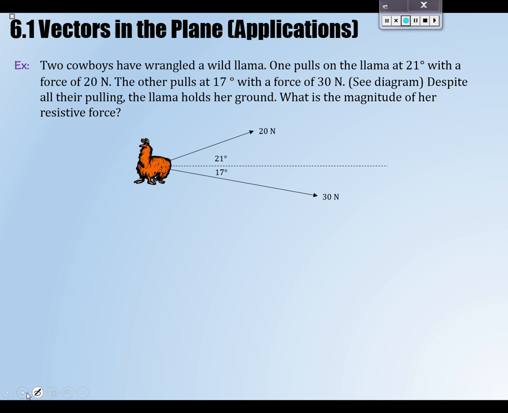All right, can we read the next example? Maybe Justin, are you willing to read about llamas? Listen, please, guys. Two cowboys have wrangled a wild llama. One pulls on the llama at 21 degrees with a force of 20 newtons. The other pulls at 17 degrees with a force of 30 newtons. See diagram. Despite all their pulling, the llama holds her ground. What is the magnitude of the force of her resistance?